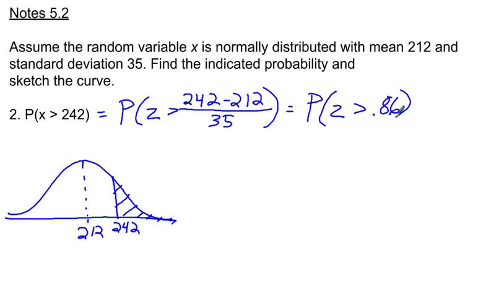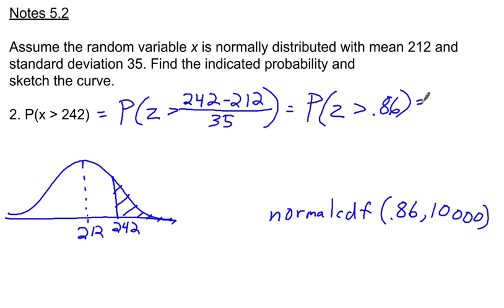So again, either using the table, if we use the table this time we would have to subtract from 1 because we have a greater than probability, or if we use the calculator we would just use normalCDF 0.86 comma 10,000, and this comes out to, I believe, 0.1949.